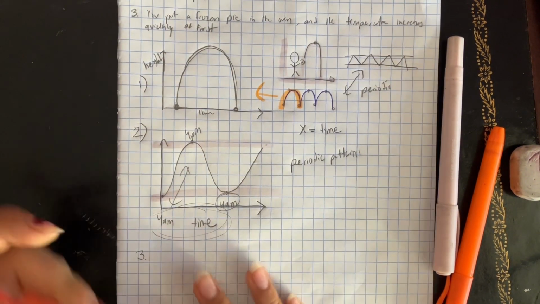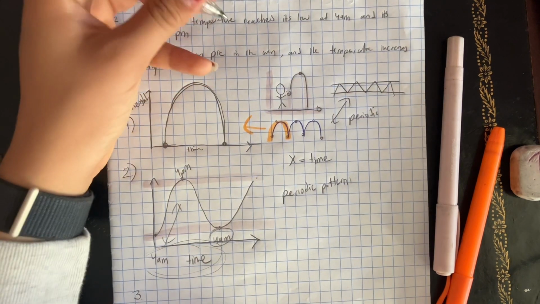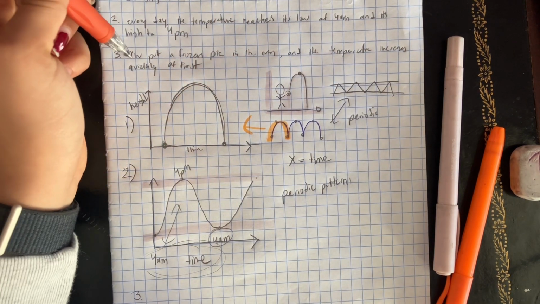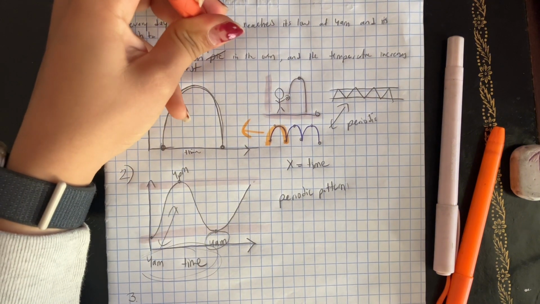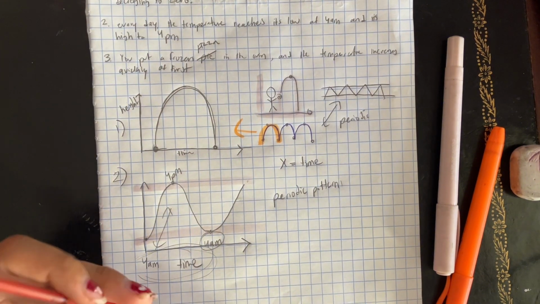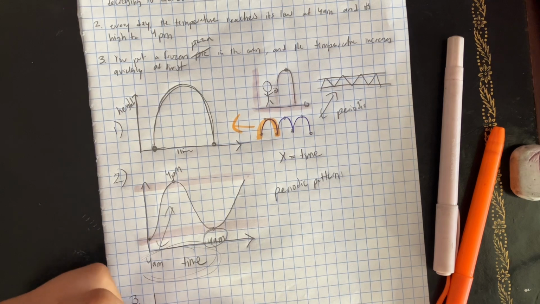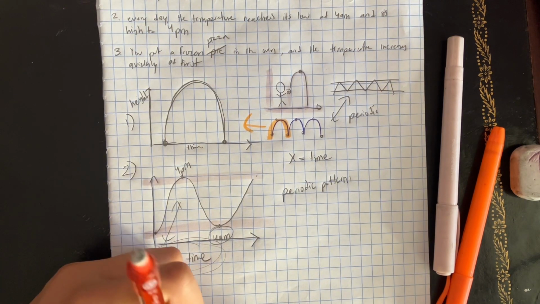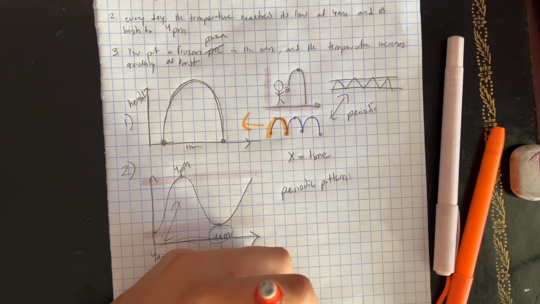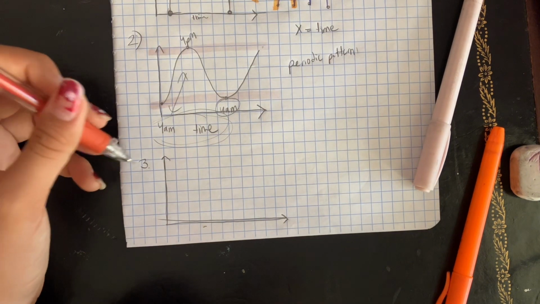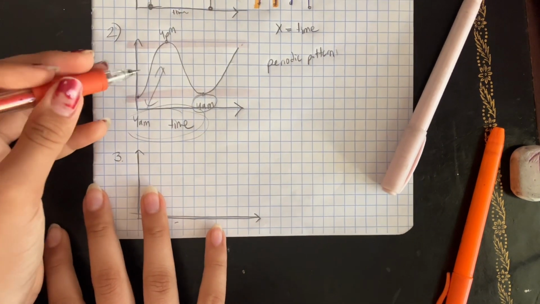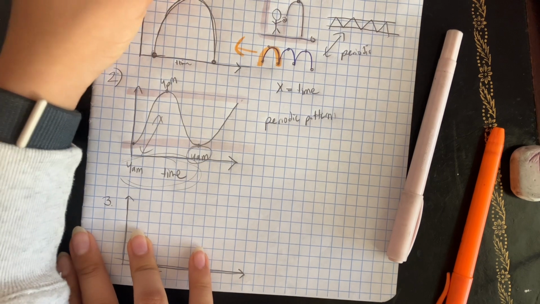Okay, last one. You put a frozen pie in the oven and the temperature increases quickly at first. I'm going to just imagine a pizza here because maybe this is in New York. These are College Board problems because it's AP Calculus. Okay, let's graph this out. You put a frozen pie in the oven.